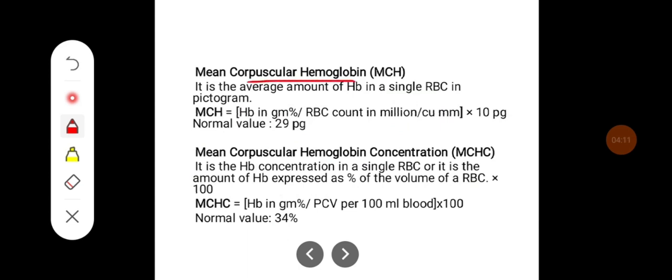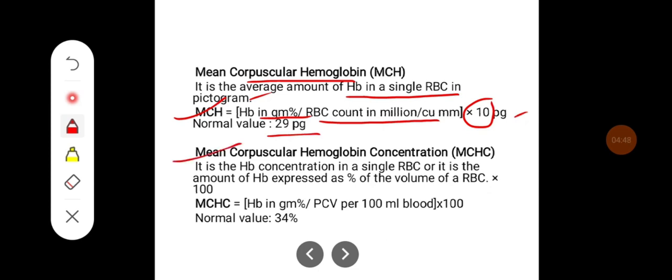Mean corpuscular hemoglobin. It's the average amount of hemoglobin in a single RBC, which is expressed in picograms. So MCH, that is mean corpuscular hemoglobin, can be given as the hemoglobin in gram percent divided by RBC count in millions per cubic millimeter of blood into 10 gives the mean corpuscular hemoglobin in picograms. Normal value is around 29 picograms.